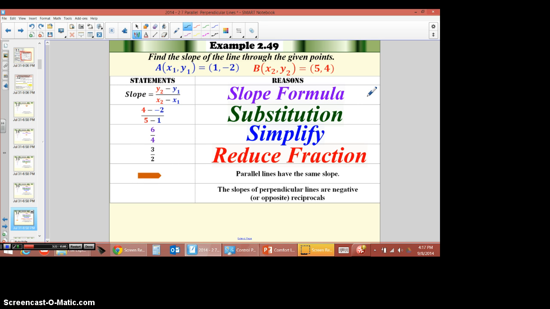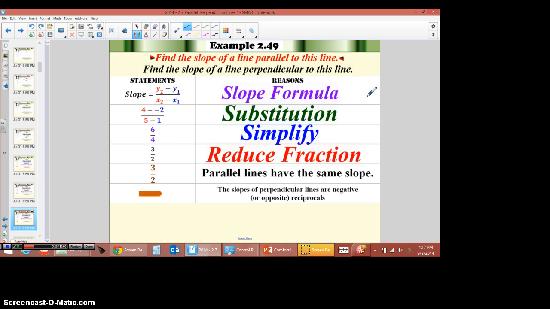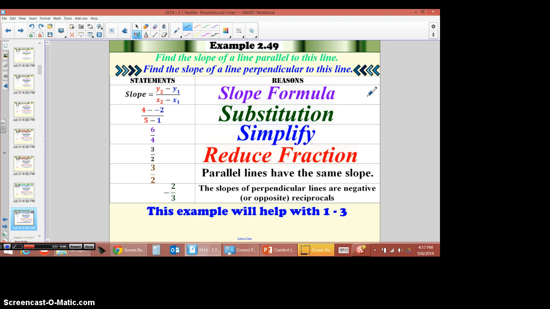Now we're looking for a parallel slope. That means it has the same slope. So we just literally say it's the same thing, 3/2. To talk about a perpendicular slope, we have to do opposite reciprocals, flipical reciprocal. So I flip it over to 2/3 and I make it negative 2/3. Opposite reciprocals, negative reciprocals, flipical reciprocal, however you want to talk about it, helps you remember.